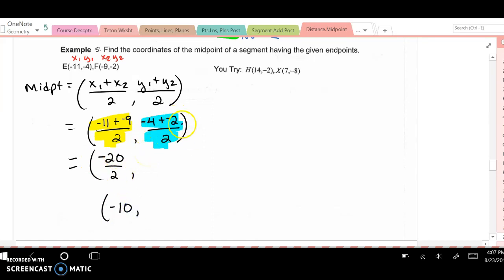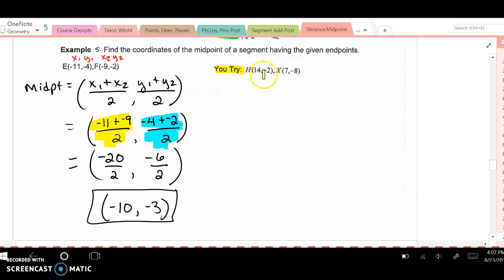Then negative 4 plus negative 2 is negative 6, divided by 2. 2 goes into negative 6 negative 3 times. And that is, left off a parenthesis, that is your answer, negative 10 comma negative 3. So now you have a you try. Go ahead and pause the video, try it on your own, and we'll come back and check.